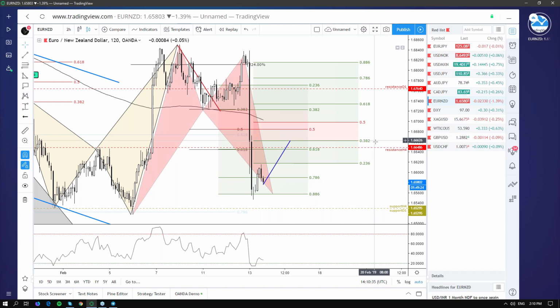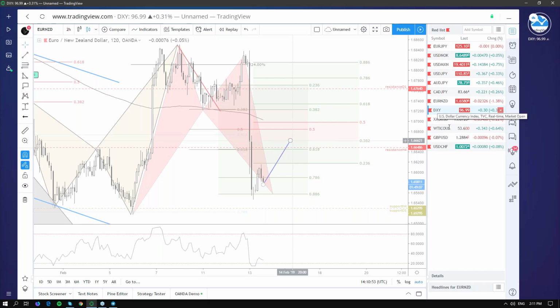Okay. So I still expect this. I always expect a pattern to work. I have no reasons to doubt that. But this is the bat pattern. I expect the pattern to trade at 38% retracement. This is the minimum expectation for the bat pattern on Euro versus New Zealand. I will finish with Dixie, silver and oil.